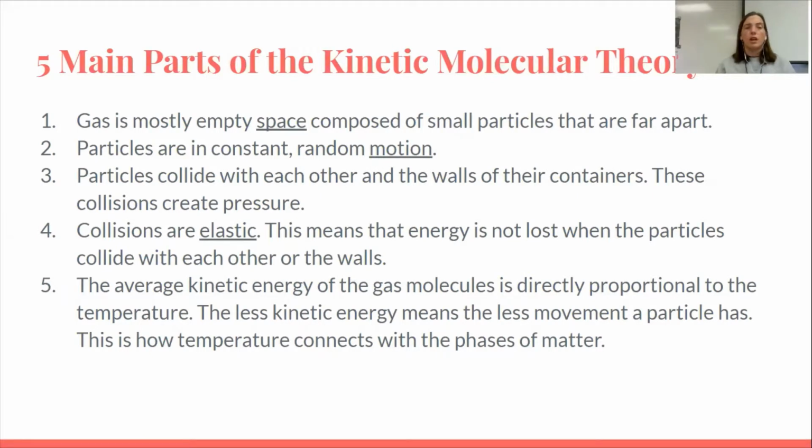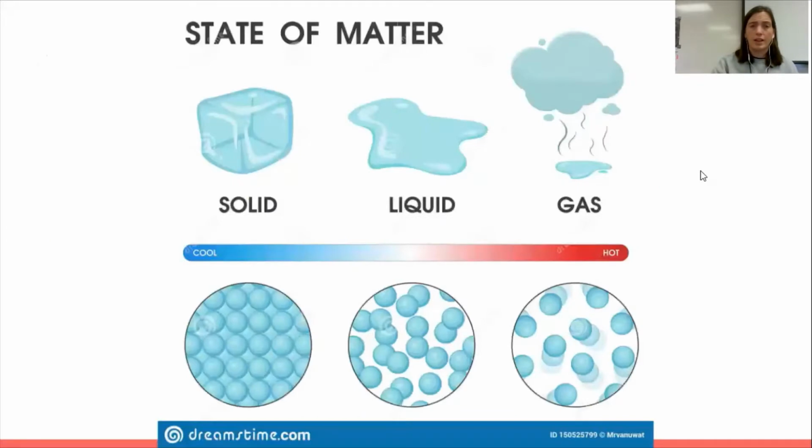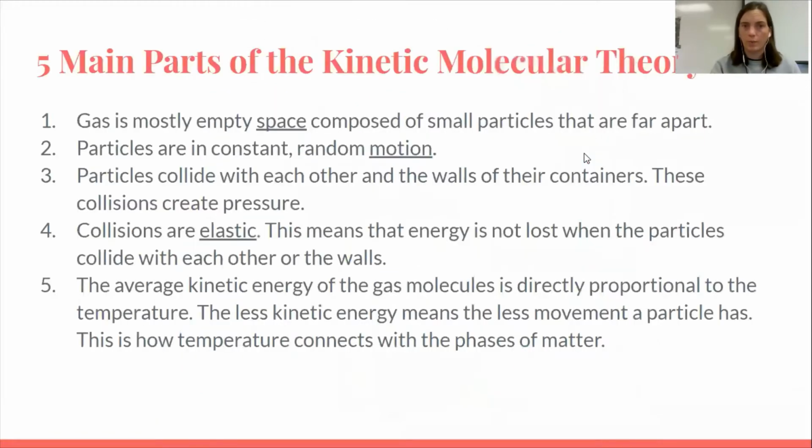Okay. Number 5, the average kinetic energy of a gas molecule is directly proportional to the temperature. The less kinetic energy means the less movement a particle has, and this is how temperature connects with the phases of matter. Again, that goes back to this right here. Lower temperature means less movement. Hotter temperature means more movement. So the colder something is, the more likely it is to be a solid. The hotter something is, the more likely it is to be a gas. That's what that last one's talking about.